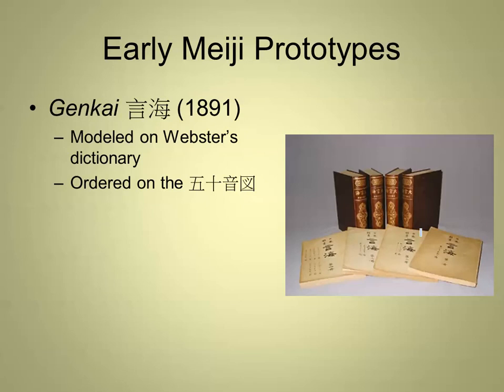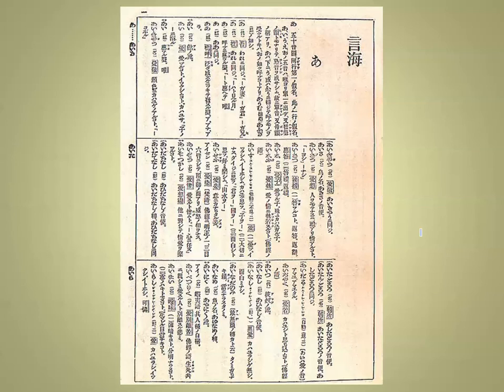The Genkai, the Sea of Words, was published in 1891. This was modeled actually on Webster's dictionary, on a Western dictionary, not on a Chinese model, and it was organized according to the Goju Onzu. So here's the first page, and as you would expect, it begins with A, because the Goju Onzu is A, I, U, E, O.